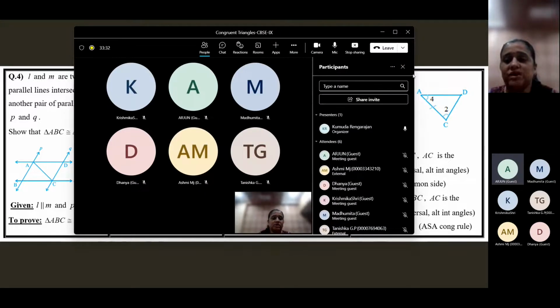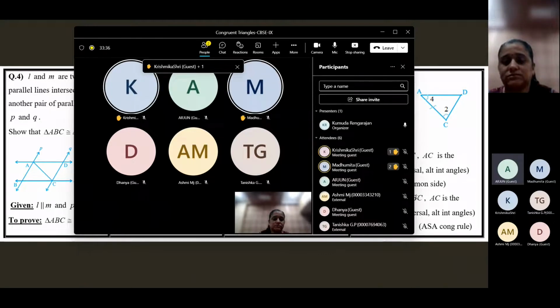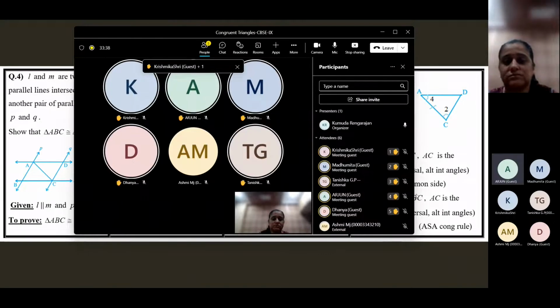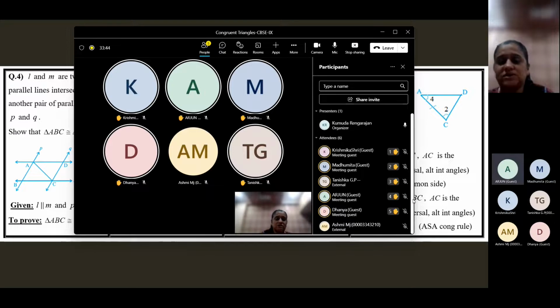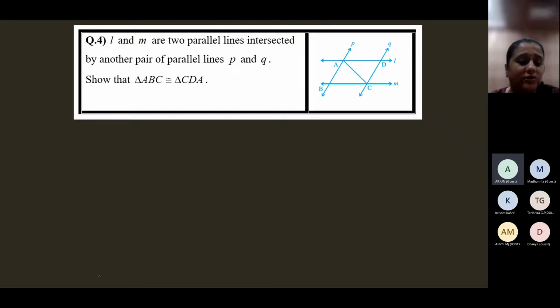Class, use the emoji. Raise your hand. Rashmika, Shri, Madhumita, Tanishka, Arjun, Srijana, and Danya. Very good. Yeah, children.